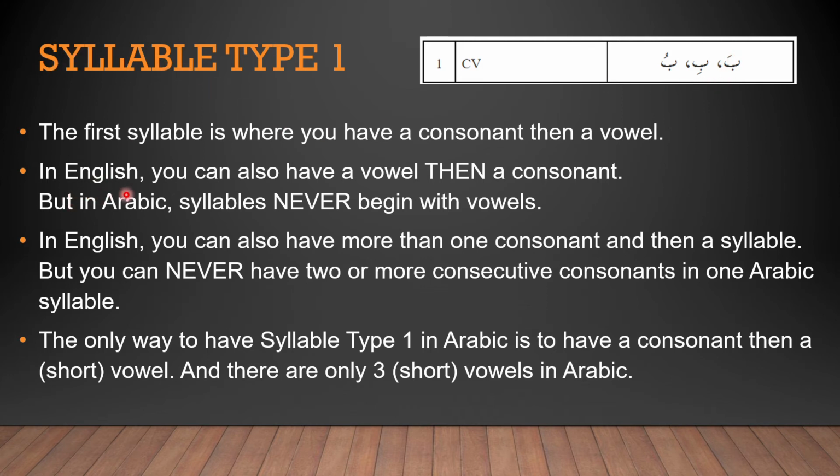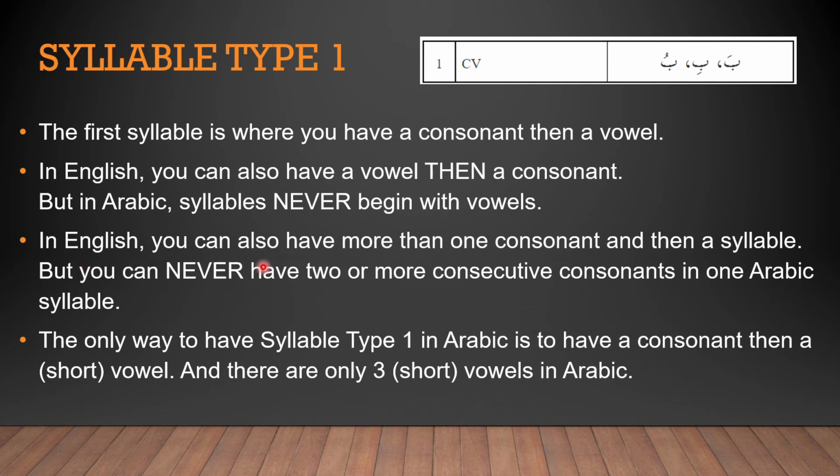In English, you can also have a vowel and then a consonant. First the vowel will come, then a consonant. For example, in the word "it," there is first I, which is a vowel, and then there is T, which is the consonant. But in Arabic, syllables never begin with vowels. In Arabic, syllables always have a consonant first, then a vowel, because the short vowels are not alphabets, so they will not begin. A syllable will never begin with a vowel. It will always begin with a consonant.